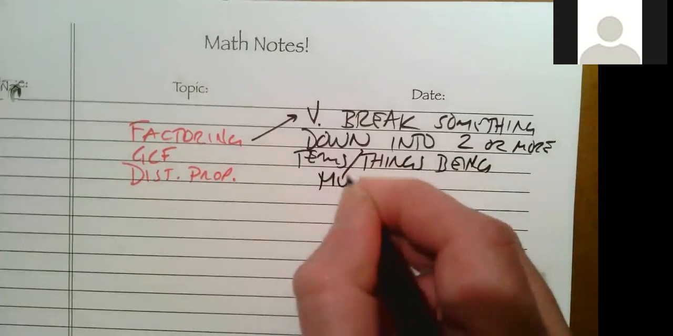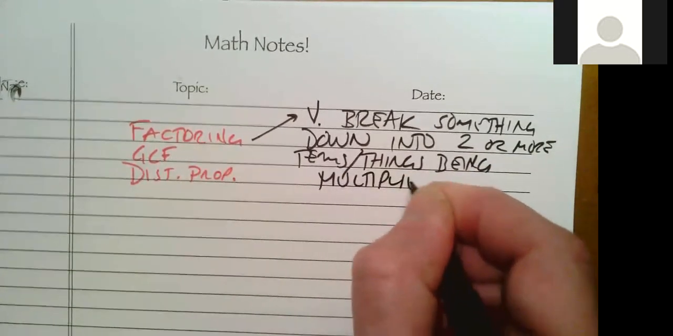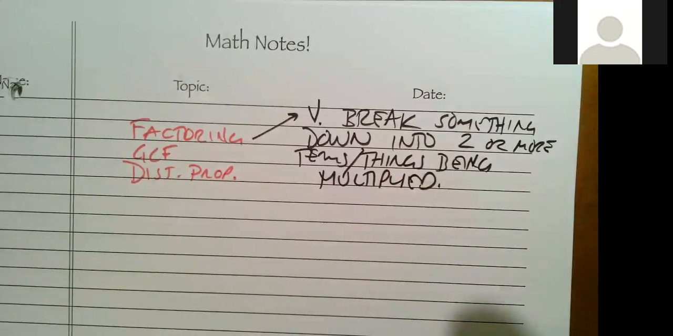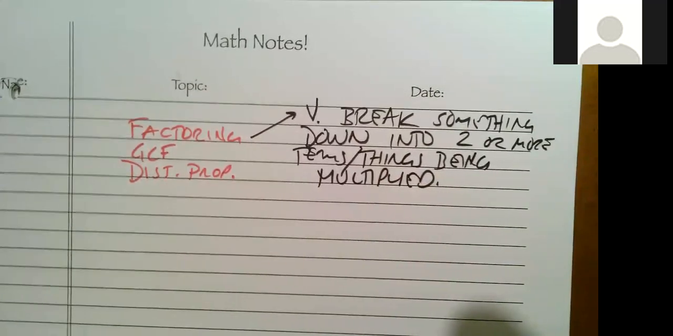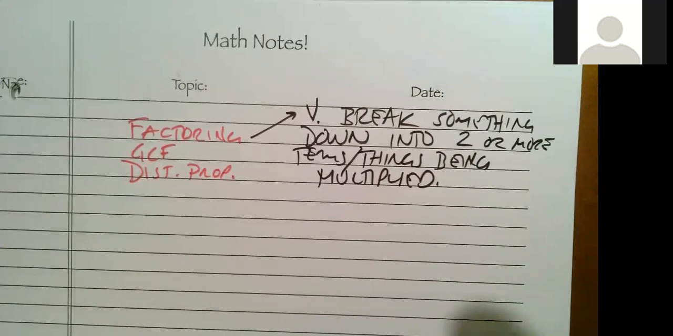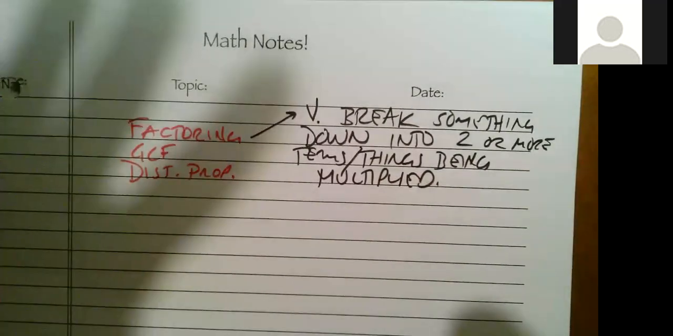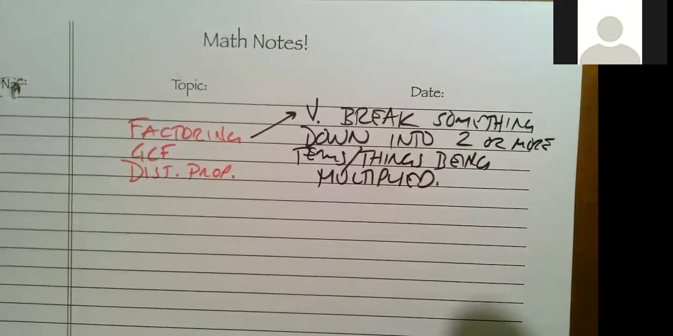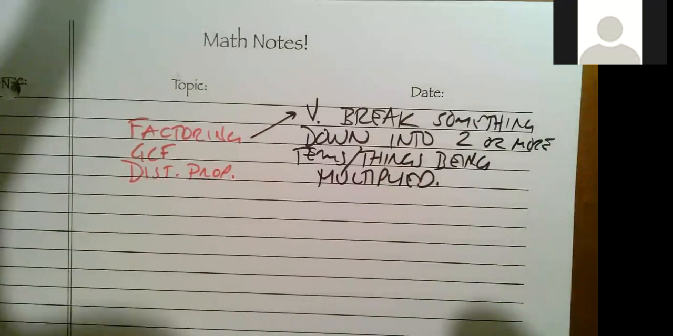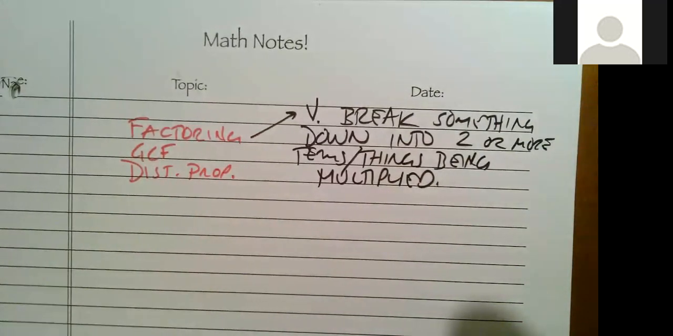Now, here's the deal, okay? When I say things being multiplied, what I really mean is you start with something. It doesn't even matter what it is. Sometimes you could say factor this number. Sometimes you could say factor this term. Sometimes it could be factor this polynomial that has a lot of stuff. To factor basically means I take whatever this thing is and rewrite it as at least two things being multiplied together. And I say things because sometimes it can be two terms.